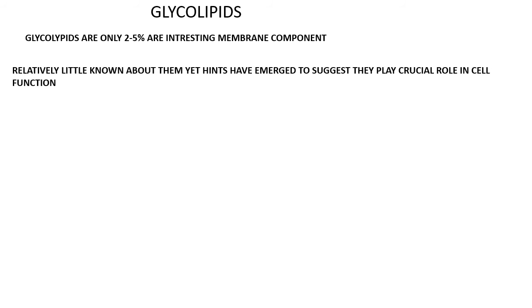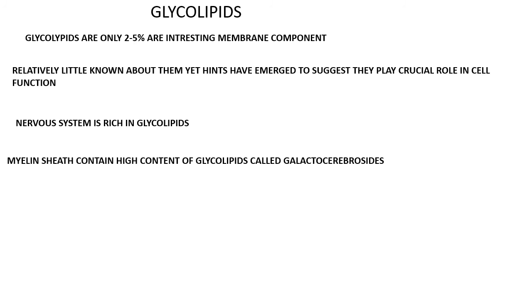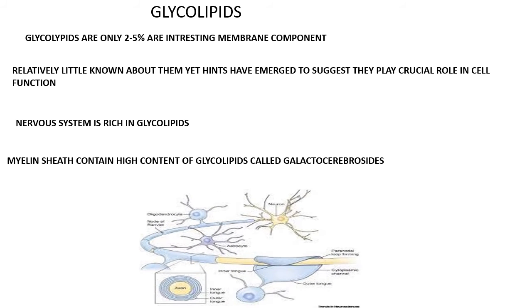So the next important lipids are glycolipids. They account for only 2 to 5%, and they are actually very interesting membrane components. We know very little about them, but hints emerge that they play a very crucial role in cell function. Nervous system is rich in glycolipids. For example, myelin sheath contains a high content of glycolipids called galactocerebrosides. Myelin sheath is the outermost covering of the neuron cell, and it has a very vital role in the communication of signals.